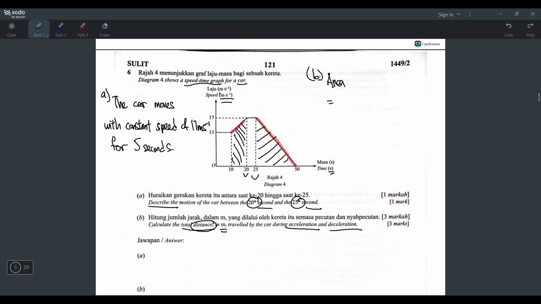Okay. So basically you are finding this shape plus this shape. And we call this trapezium. And we call this triangle. So you ambil dua-dua luas ni tambah, dapatlah jawapan.